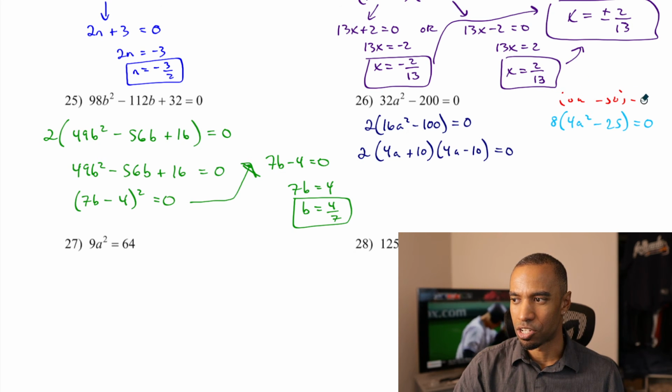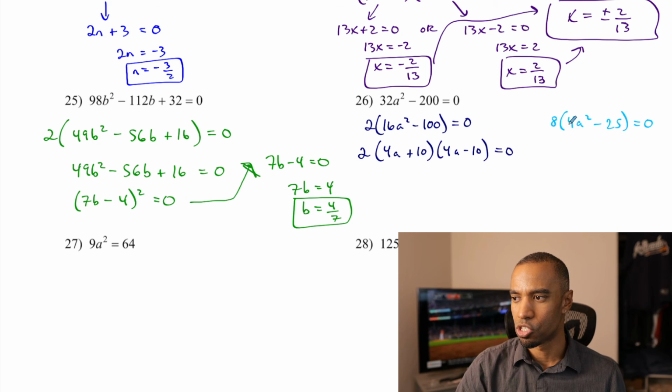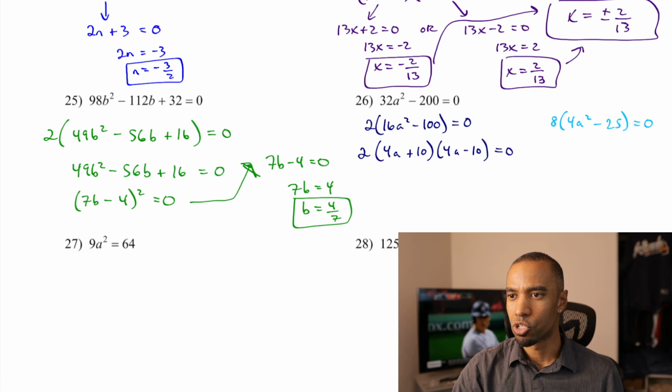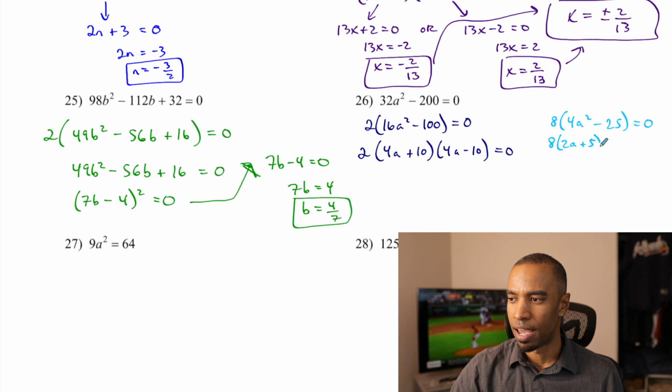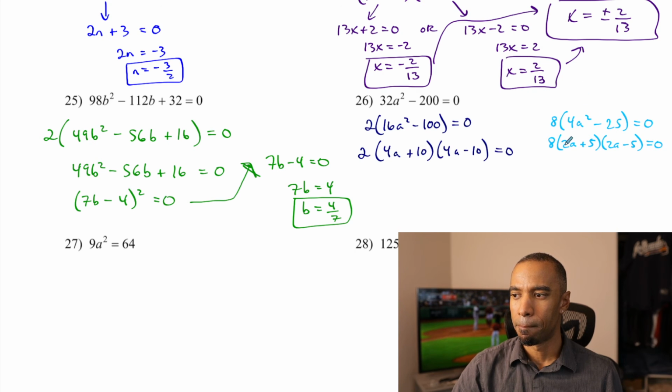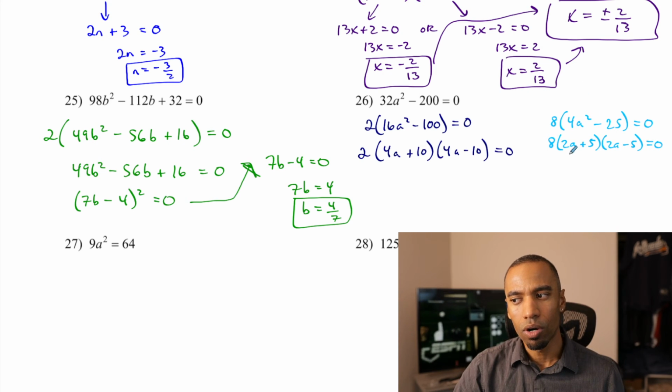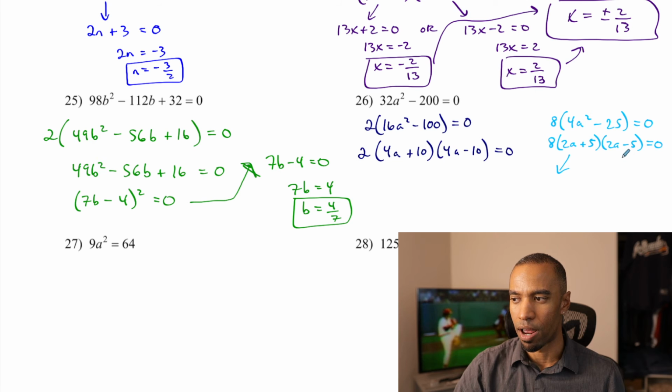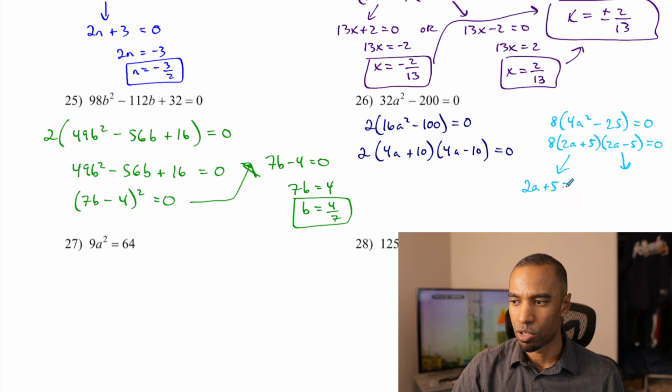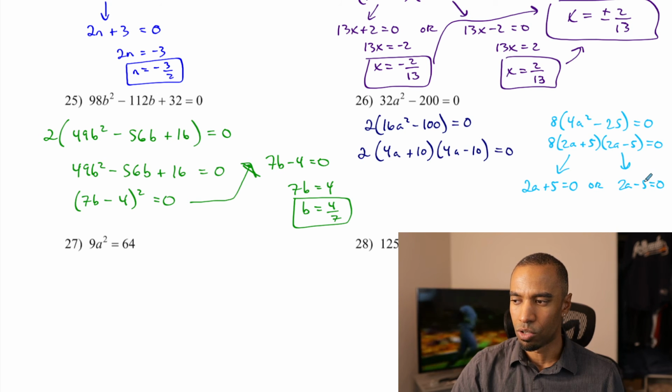So the 8 is actually the preferred way right here because these are also perfect squares. That's 2 squared and 5 squared. So this becomes 2a plus 5 times 2a minus 5, like that. Divide both sides by 8, or either or. This is the zero product property at this point. Either 2a plus 5 equals 0, or 2a minus 5 equals 0.